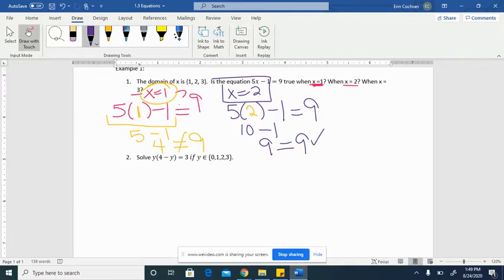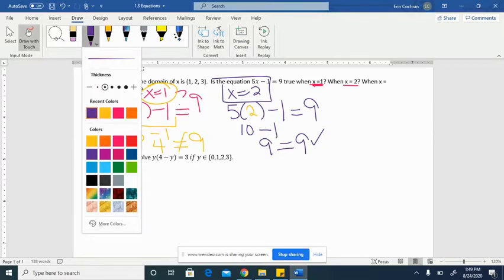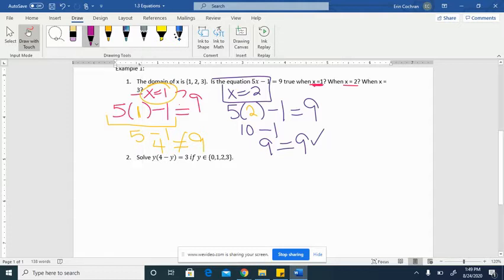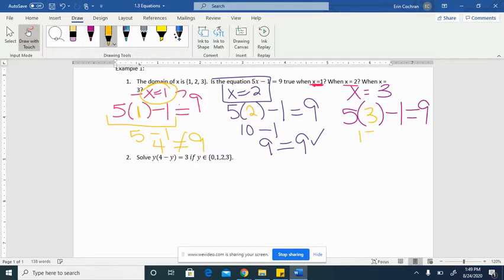And then let's go ahead and check 3, though in an equation we should only have one answer, but we're going to keep going and try. x equals 3 in this case. So 5 times 3 minus 1, does that equal 9? 5 times 3 is 15. 15 minus 1 is 14. Does 14 equal 9? No, it does not. So 3 is not a solution. Our solution, where it's true, is x equaling 2.